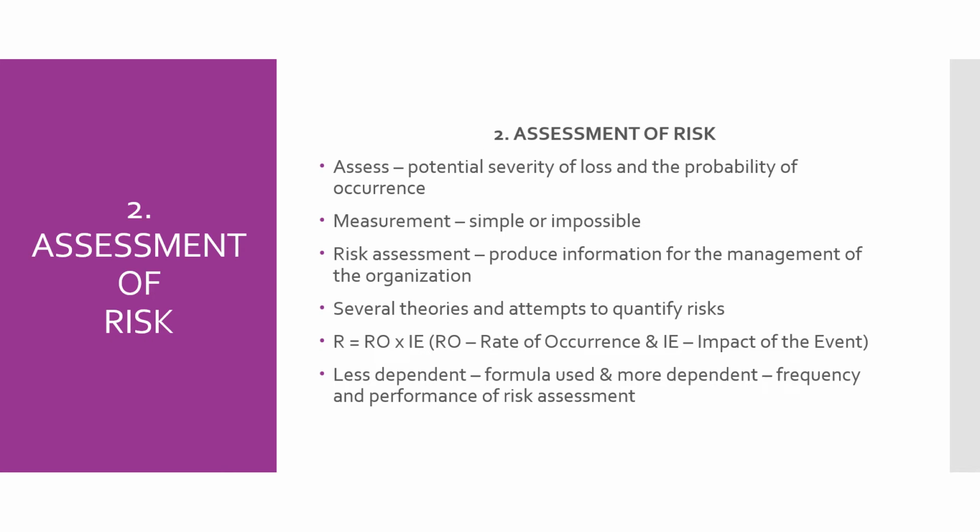Several theories and attempts have been made to quantify the risk, that is, to assess it in mathematical terms. The most common formula used to measure risk in mathematical terms is R = RO × IE. R refers to risk, RO refers to rate of occurrence, and IE refers to impact of the event.